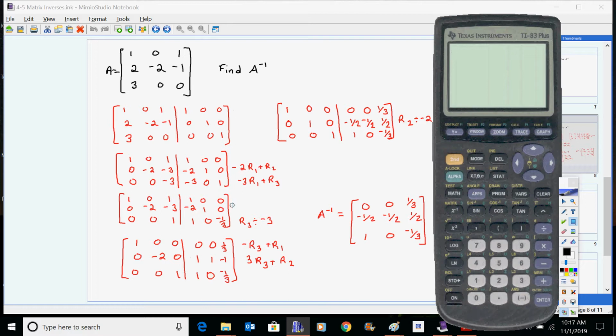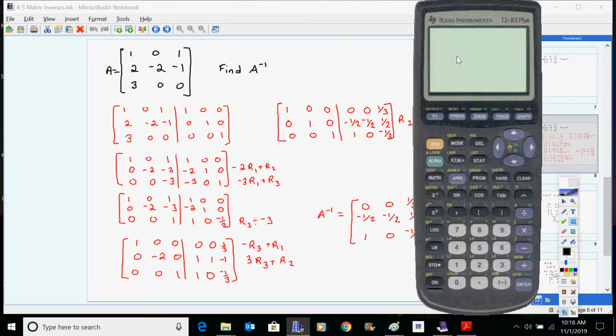Yesterday, I was trying to make the point that you can manually, by row operation, find a matrix inverse, but it's a long, difficult process, and the calculator can do it for you, so I want to just make sure everybody's able to do that. This kind of backtracks over what we did, but I think it's worth doing again.